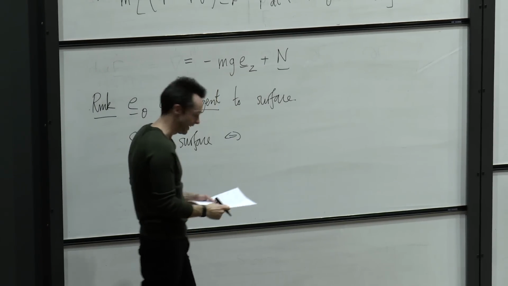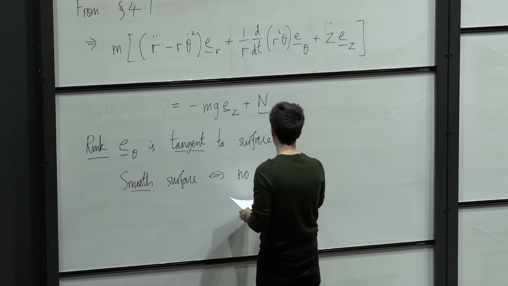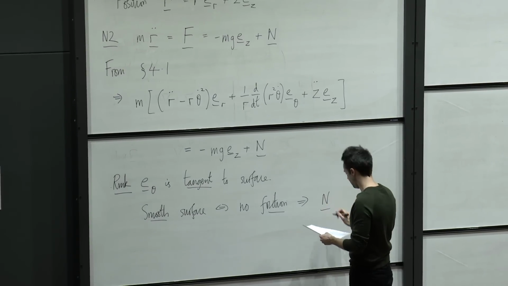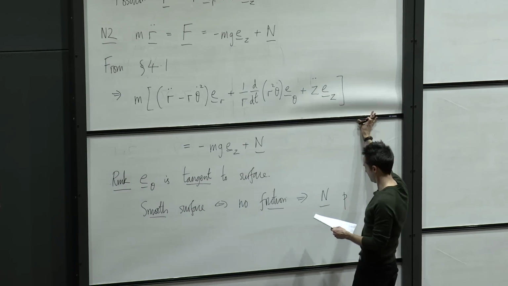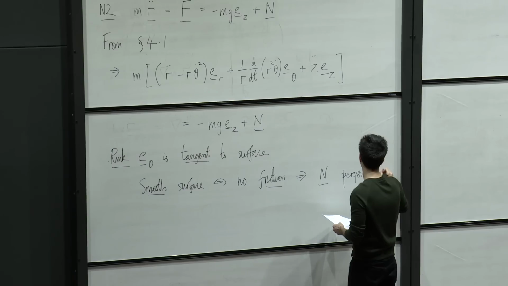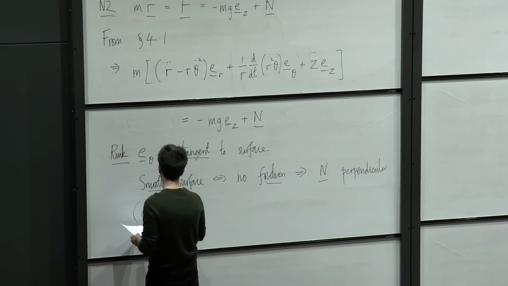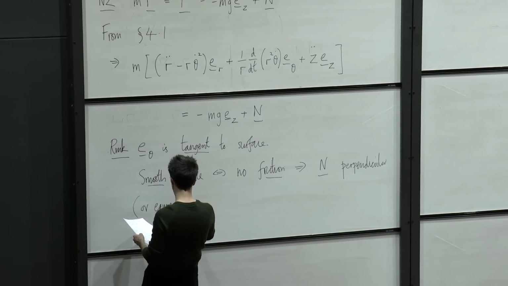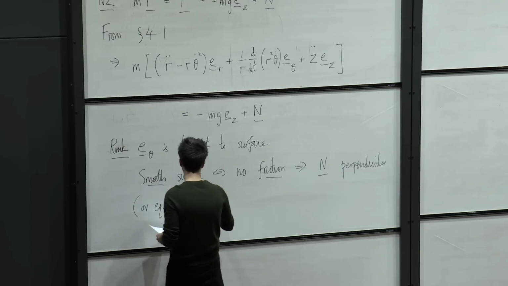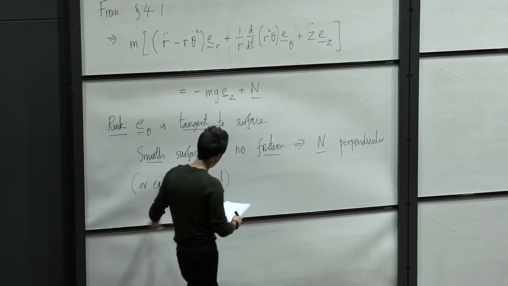That means physically that there's no frictional force acting, so if and only if no friction. And last week we said that that means that the contact force N is perpendicular, or equivalently normal, which means the same thing. So N is for normal to the surface.